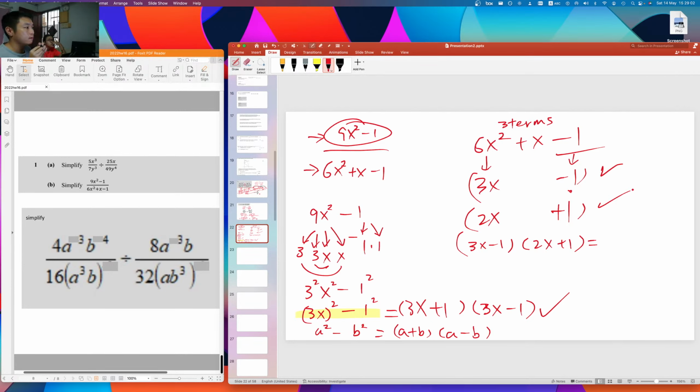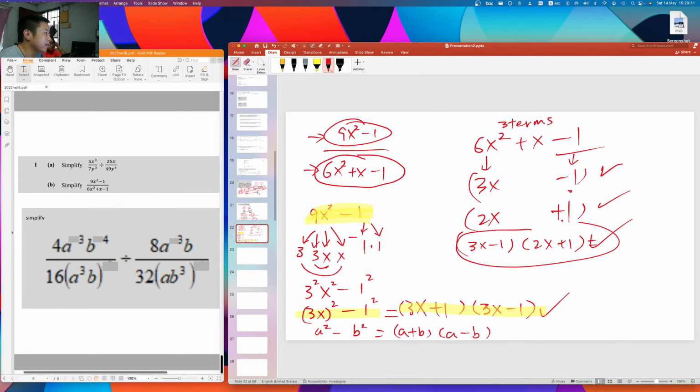Hold on. So that means that this choice is correct. So if this choice is correct, then you can continue. That means this one is also correct. So just now when we do 9x squared minus 1, we end up with this one. Then now, the 6x squared plus x minus 1, we end up with this one.